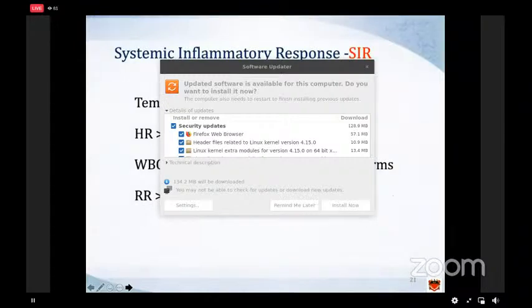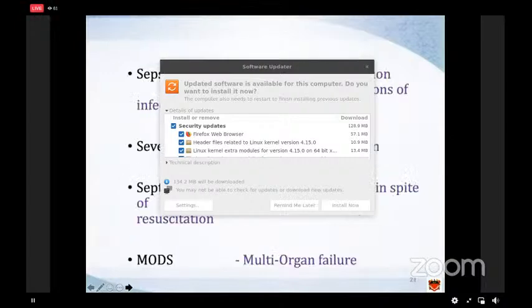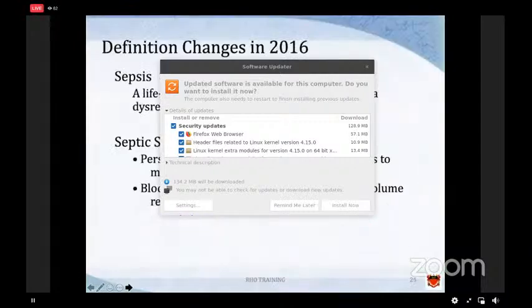Initially, in the 2010-15 era, there were various nomenclatures and definitions for sepsis. They had SIRS, sepsis, severe sepsis, and septic shock, which we don't use at the moment. We use: sepsis is life-threatening organ dysfunction caused by the dysregulated host response to the infection.